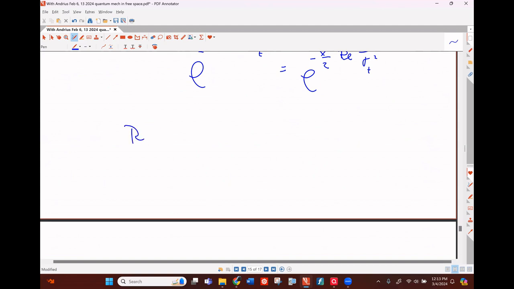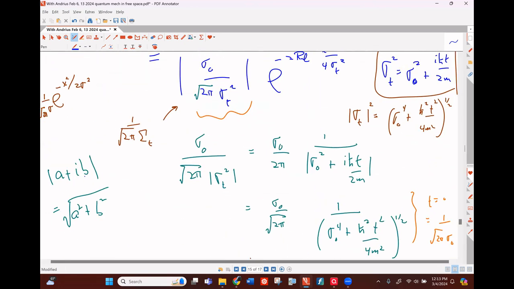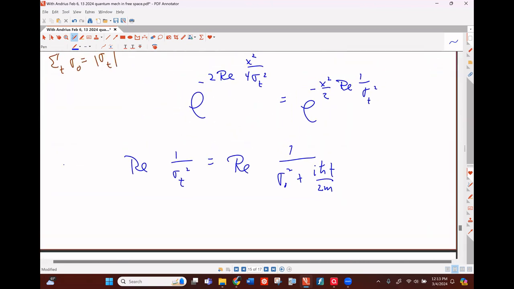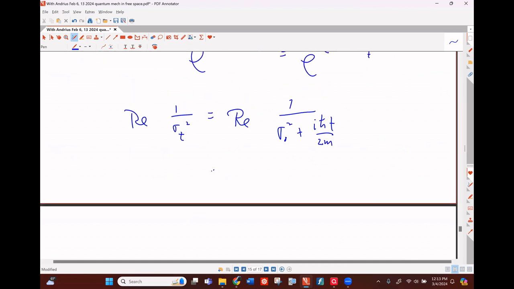So what is the real part of 1 over sigma t squared? That's going to be the real part of 1 over sigma naught squared plus i h bar t over 2m. Is that right? Okay, it is. And how do you find the real part of such an object? Well, you multiply by its complex conjugate. Let's go ahead and just write that. Let's isolate that.